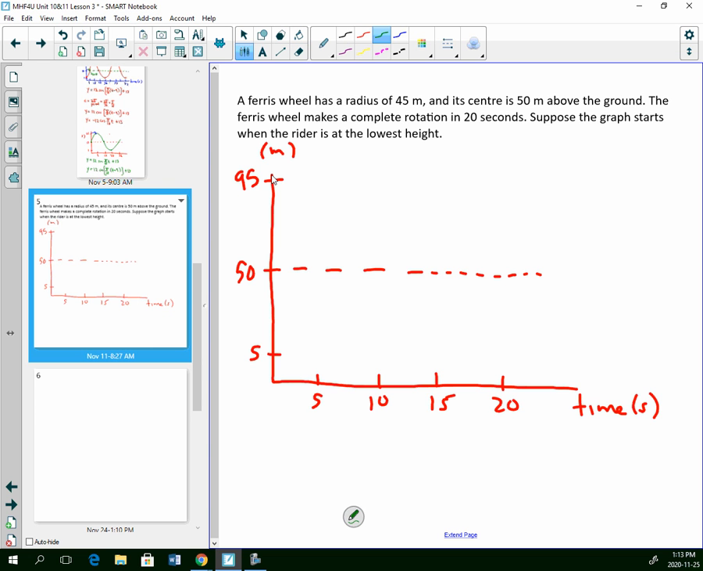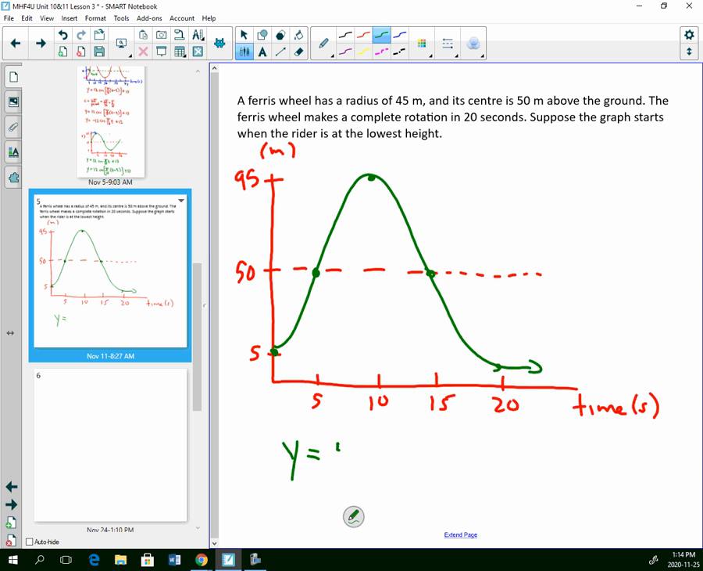And then it says, suppose the graph starts when the rider is at the lowest height. So we're going to start at the bottom, go to the middle, back to the top, back to the middle, down to the bottom. So there's 1 cycle. Right, they're pretty easy to draw. And then we'll write our equation in terms of sine and cosine. So I'll do cosine first. Well, let's do sine first.